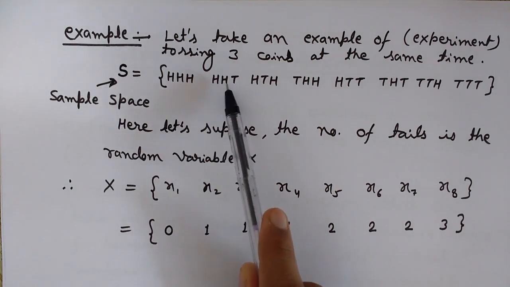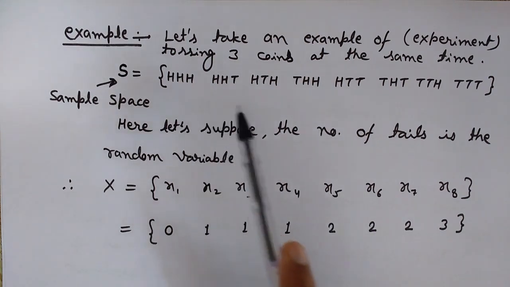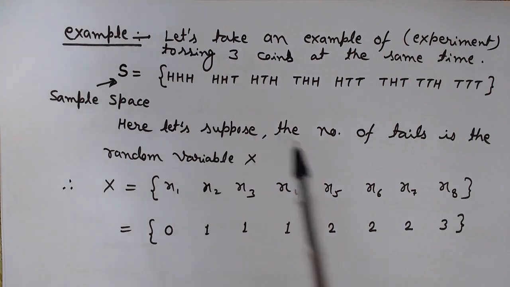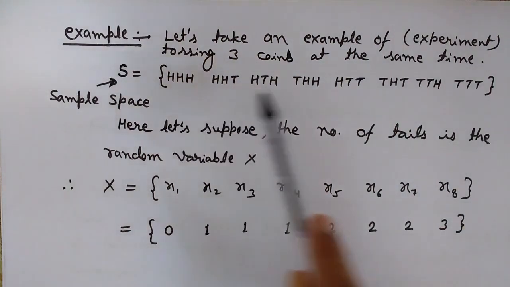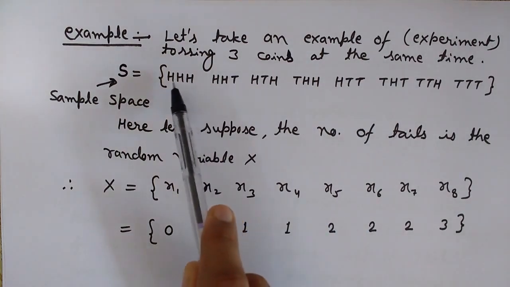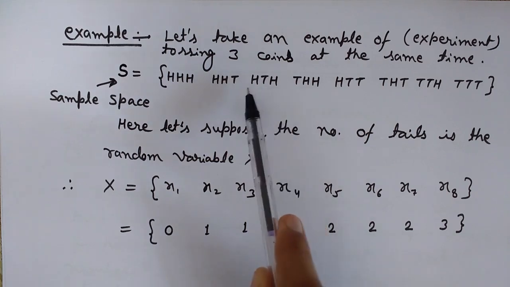and the second coin may have two possibilities, and the third coin may have two possibilities. So 2 into 2 into 2, there are total 8 combinations, 2 cube. So these are the 8 possibilities. This is the possibility arranged, this is also taking into account the arrangements.